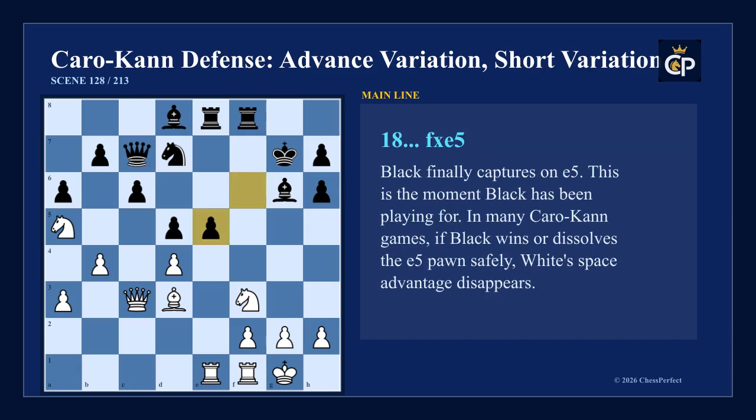F takes e5. Black finally captures on e5. This is the moment Black has been playing for. In many Caro-Kann games, if Black wins or dissolves the e5 pawn safely, White's space advantage disappears.